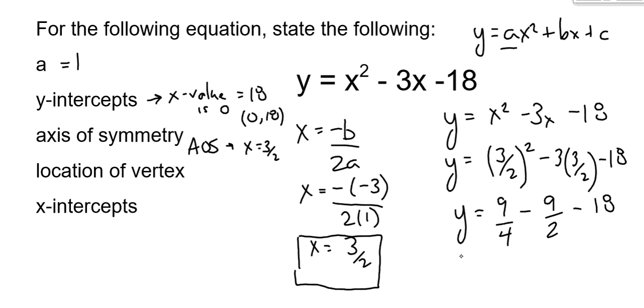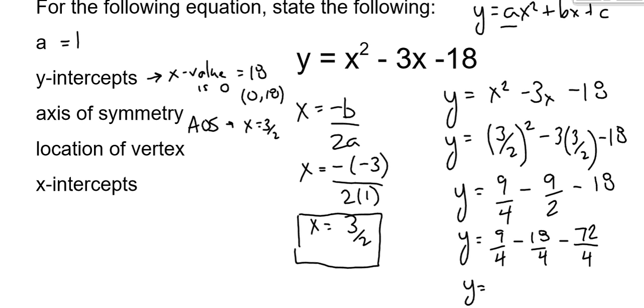I'm going to common denominator all this stuff. So that is 9 over 4, minus 18 over 4, minus 18, I want a common denominator, so that is going to be 72 over 4.